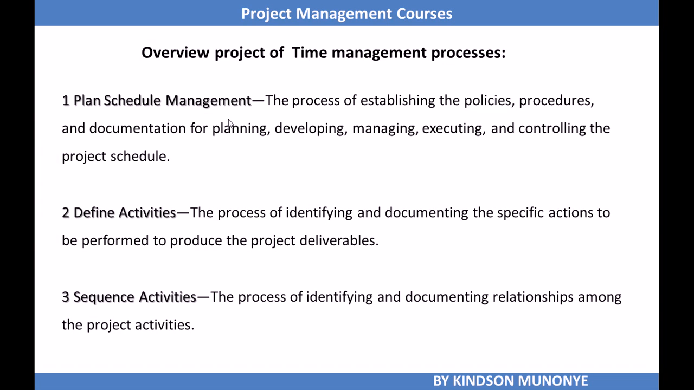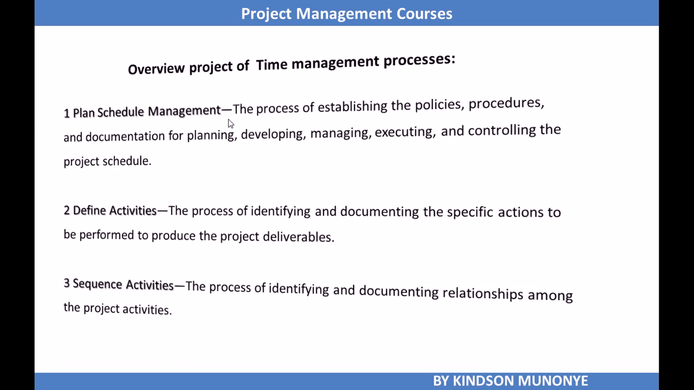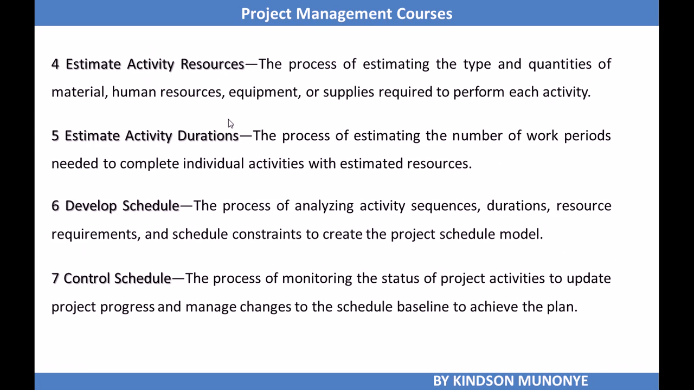The third process is sequence activities, and this is the process of identifying and documenting relationships among project activities. Estimate activity resources: you estimate the type and quantities of resources, be it material resources, human resources, equipment, supplies, etc. The resources that will be used to perform the activities will be estimated at this time. The next process looks into estimating the duration, the number of work periods needed to complete individual project activities with the estimated resources.